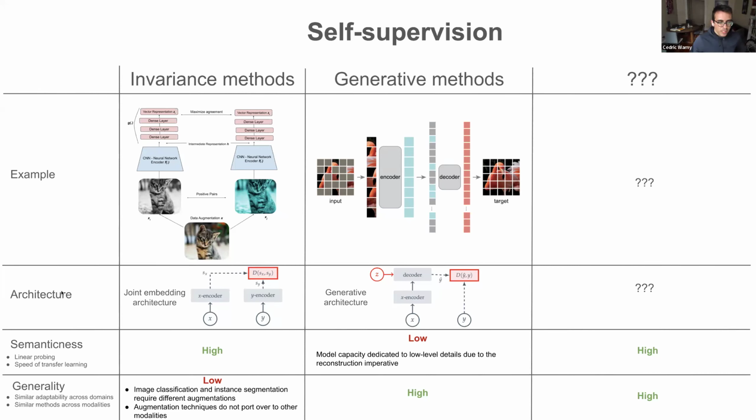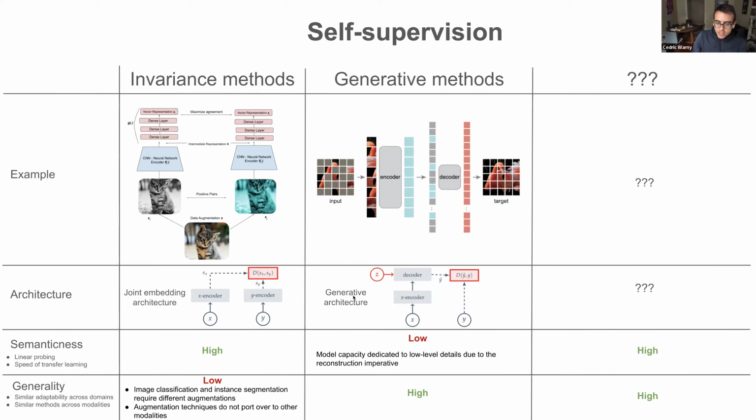If you want to represent this architecture in a more abstract diagram, so that's the next row in this table. The invariance methods can also be described as joint embedding architectures. So you have the two encoders here, the X and Y correspond to the different views of the same input. And then you try to minimize the distance between the embeddings of those two inputs. So that's the joint embedding part of the name.